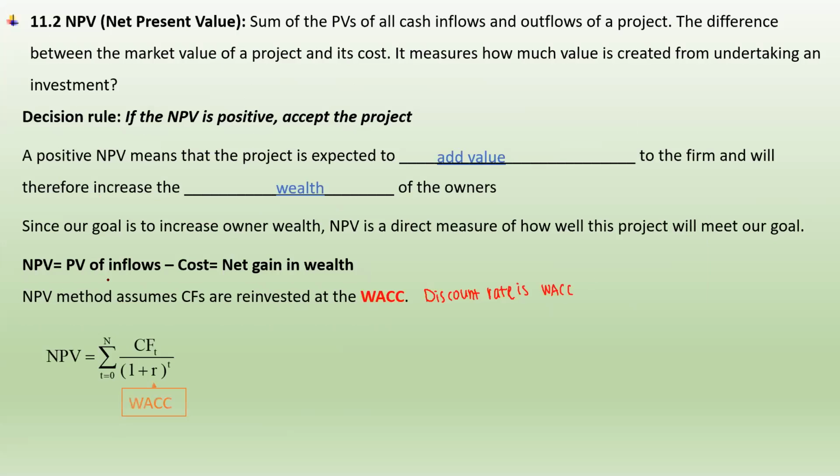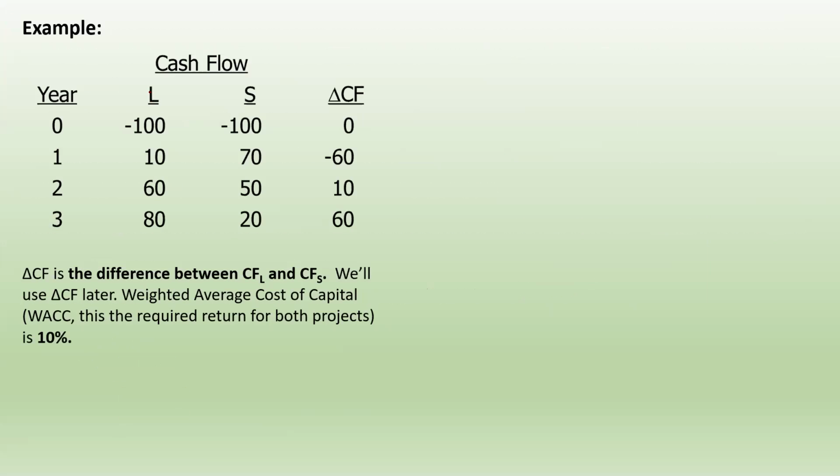So we have two projects. The first project, we label it as L. The initial investment is -100. And for the L project, in the first year we will receive $10, in the second year $60, and in the third year $80.